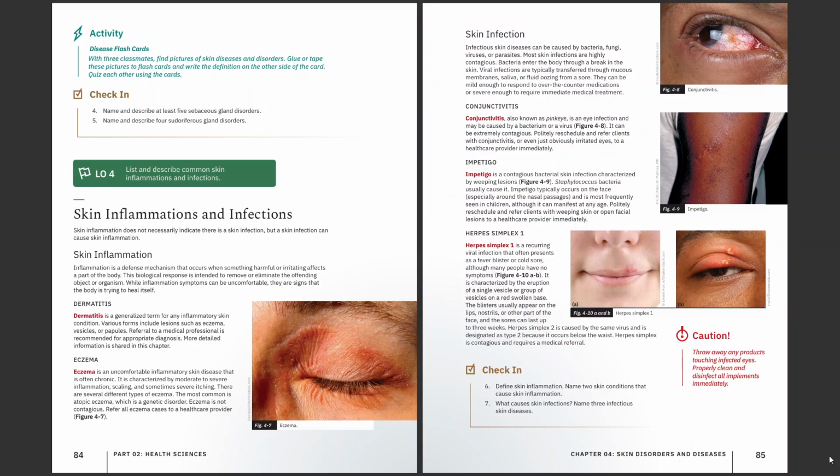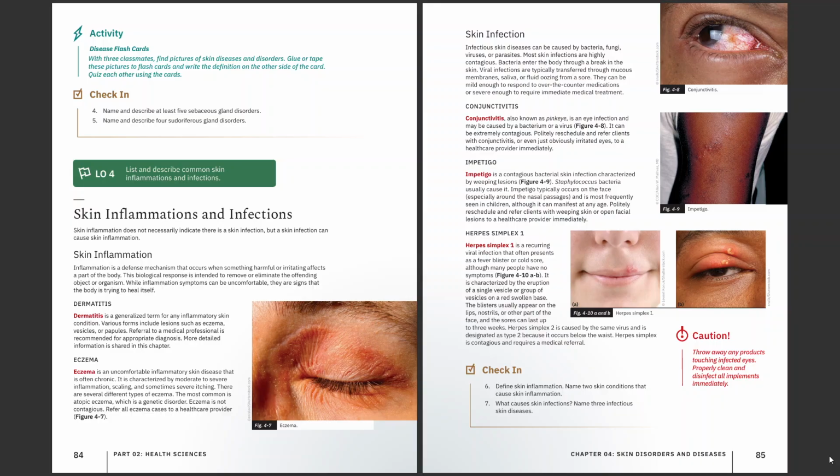Skin inflammation. Inflammation is a defense mechanism that occurs when something harmful or irritating affects a part of the body. This biological response is intended to remove or eliminate the offending object or organism. While inflammation symptoms can be uncomfortable, they are signs that the body is trying to heal itself.